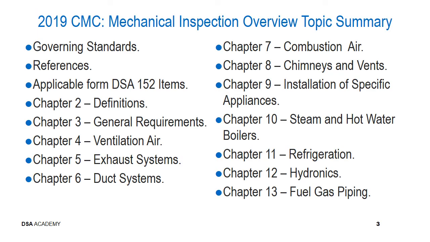For this project inspector overview of the 2019 edition of the California Mechanical Code, we're going to be covering a variety of topics, and they are as follows: governing standards, references, applicable Form DSA 152 items, Chapter 2, definitions, Chapter 3, general requirements, Chapter 4, ventilation air, Chapter 5, exhaust systems, Chapter 6, duct systems, Chapter 7, combustion air, Chapter 8, chimneys and vents, Chapter 9, installation of specific appliances, Chapter 10, steam and hot water boilers, Chapter 11, refrigeration, Chapter 12, hydronics, and Chapter 13, fuel gas piping.